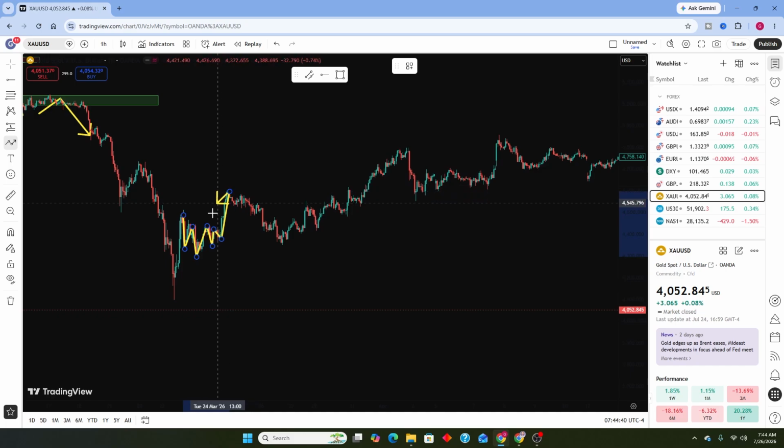Now, realistically, we will expect this to come back to here or to these lows. You feel me? What did it do? It chopped back and forth, but what did it do? Came back. Feel me?